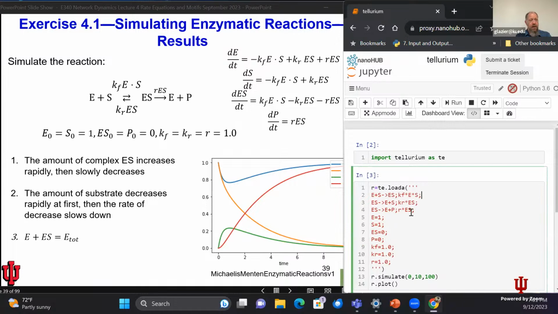If I define a new variable, I can define a variable which is E total, and I have to use colon equals. This is one of these slightly strange things.